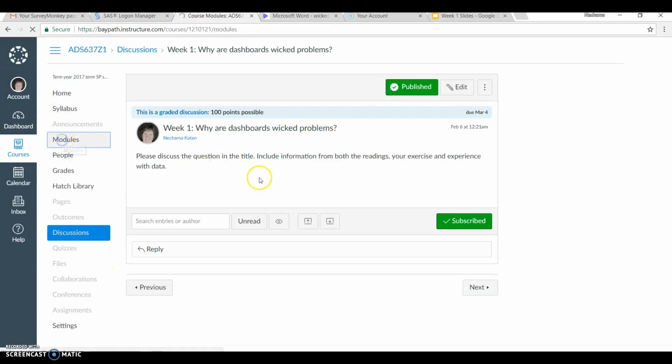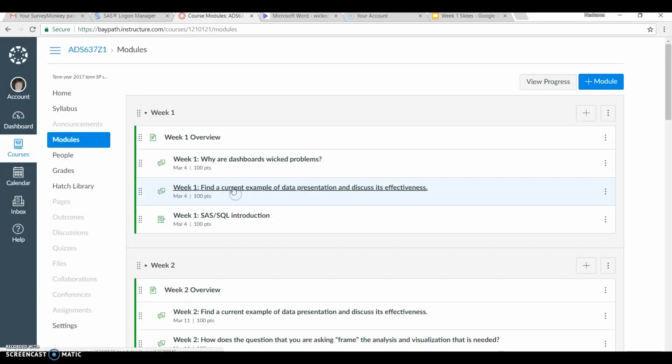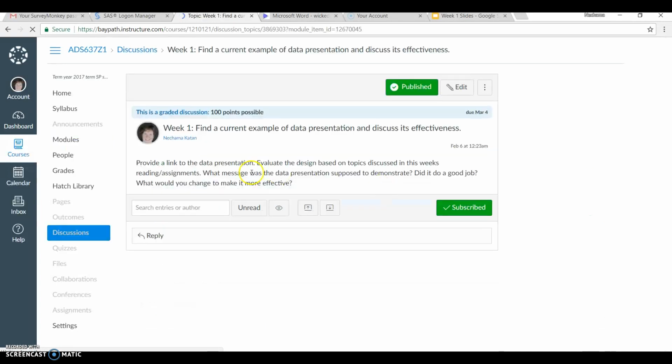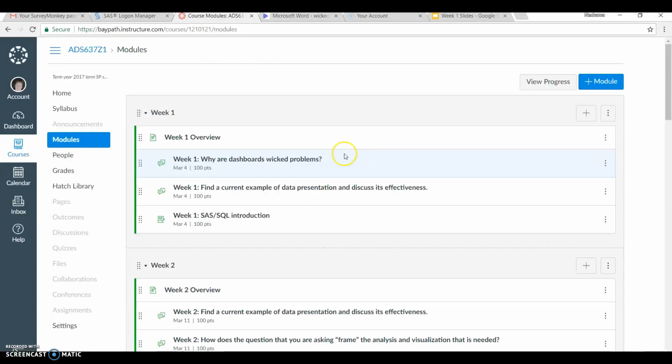If I come back to the module, then we have a second one, which is a good example of a data presentation. Include the link, evaluate the design. What message was the data presentation supposed to demonstrate? Did it do a good job? What would you change to make it more effective? And how does it tie to the readings? So that is how the class is structured.